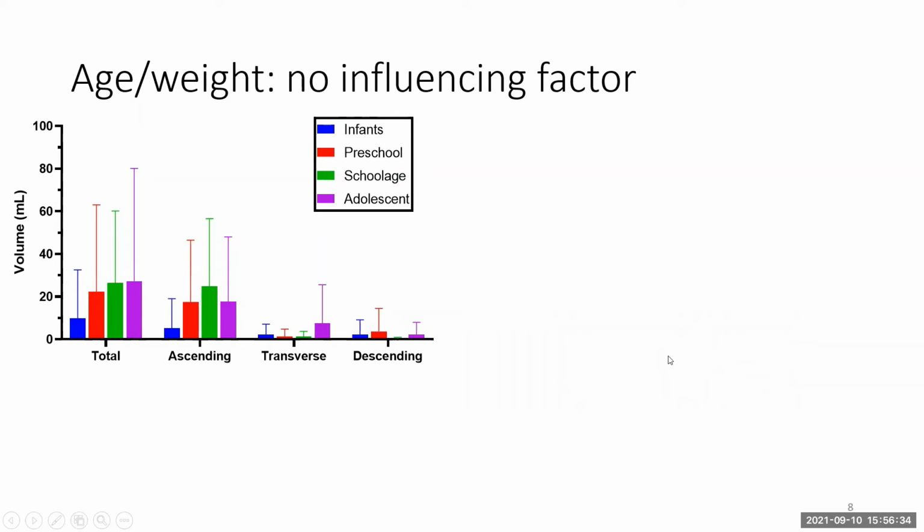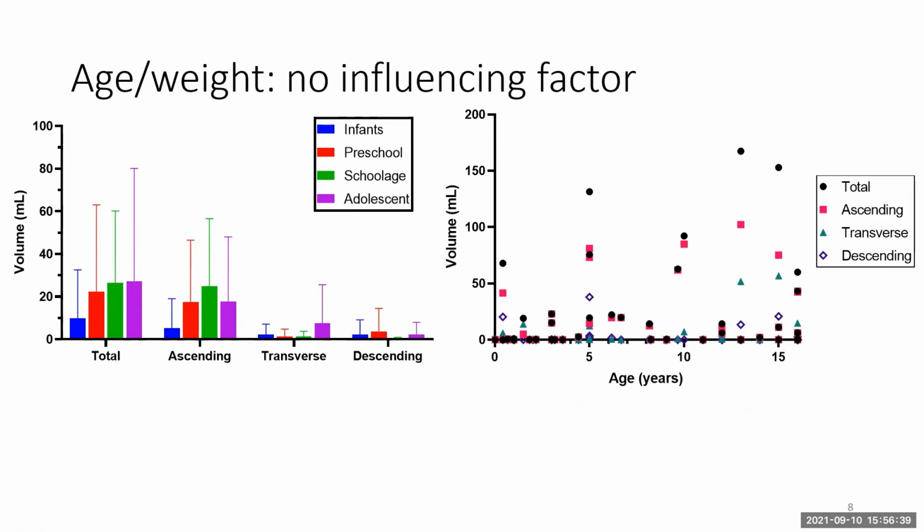We also didn't see any influence of age, which was quite interesting, because you would expect that. So if you compare between the 4 ICH age bands, you don't see any influence of age. Also on the individual data points, you don't see any influence of it.